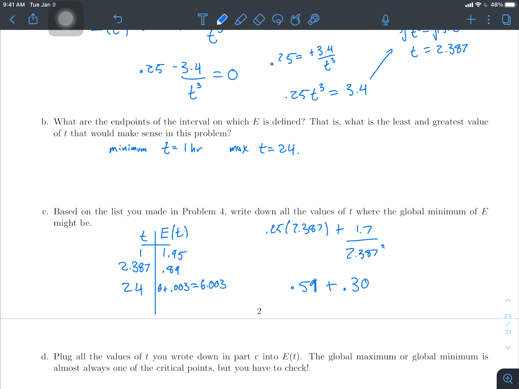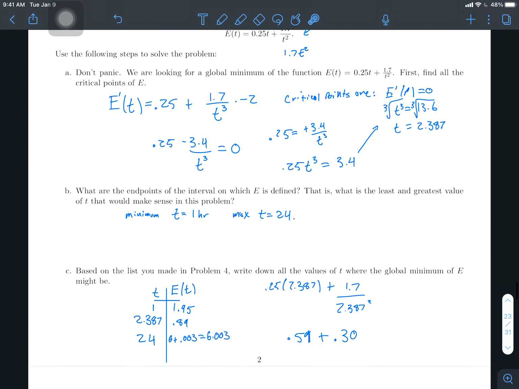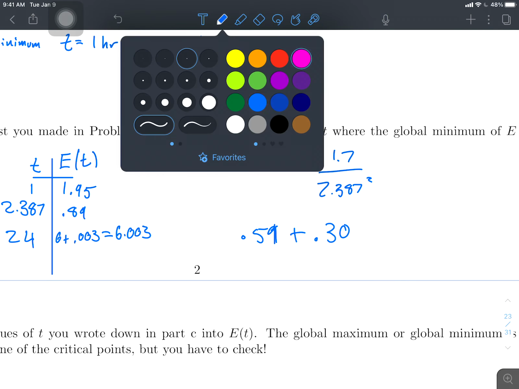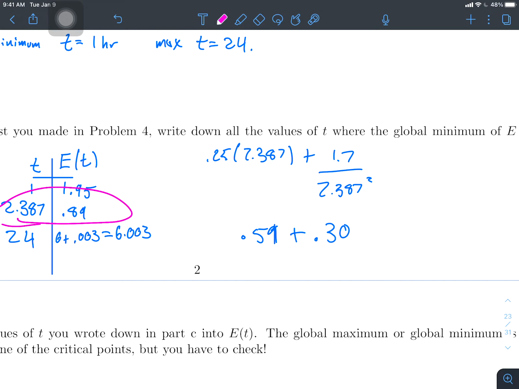Okay, so now I have my table of values. I have the 3 locations where I might find a global minimum, and I found the value of the function at each of those points. So where am I going to have a global minimum for this function? Yeah, the minimum energy expenditure is when the bird spends 2.387 hours foraging, right? Because the number on the right is the energy expenditure, and it's the smallest, so that's the global min.